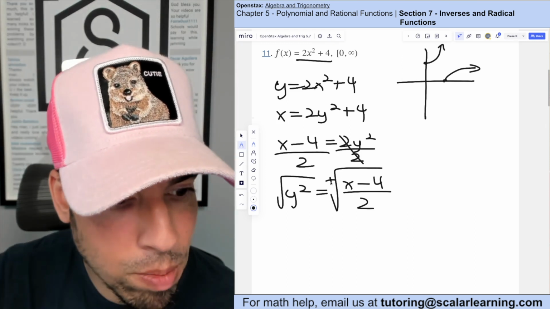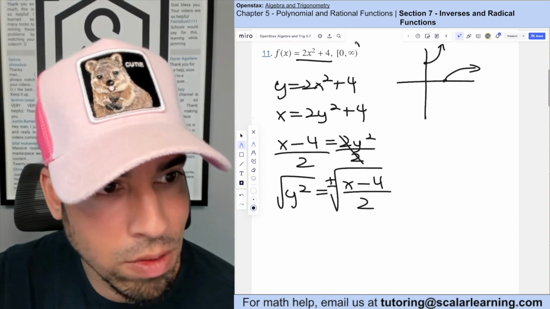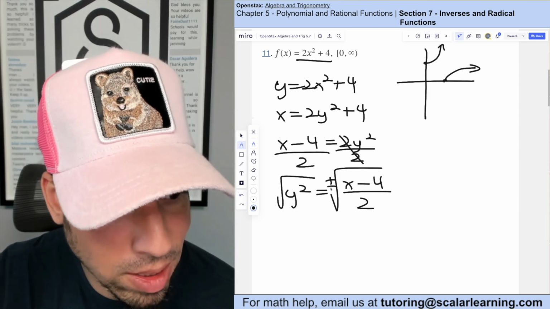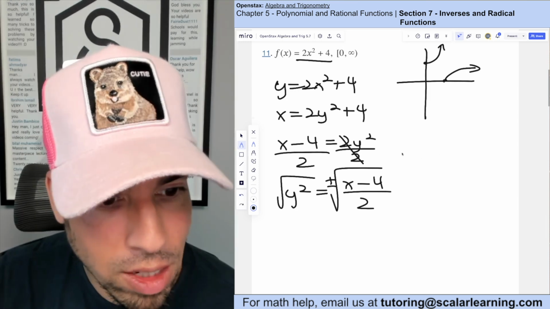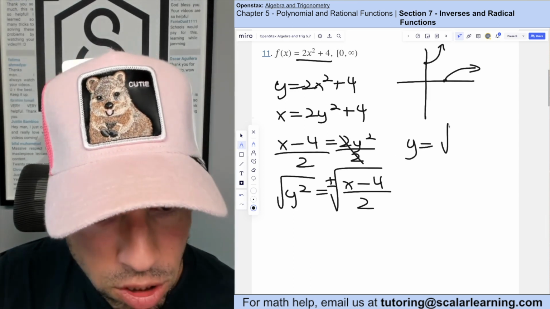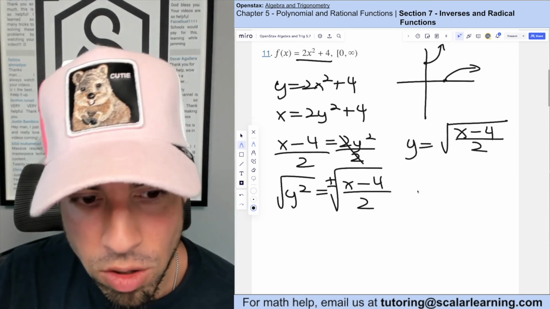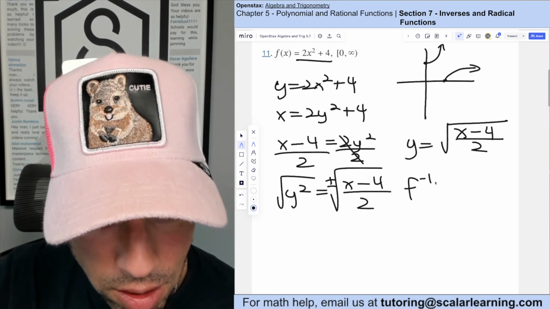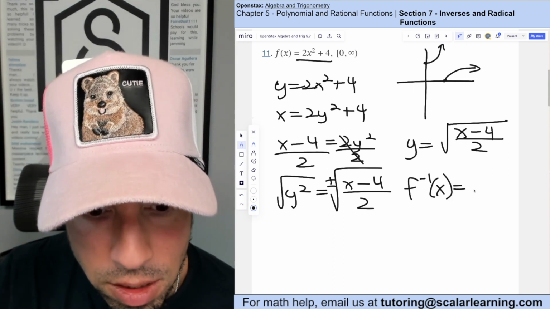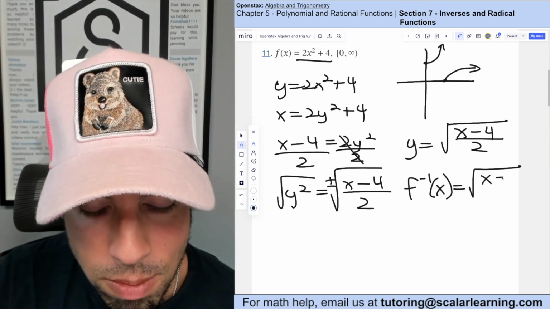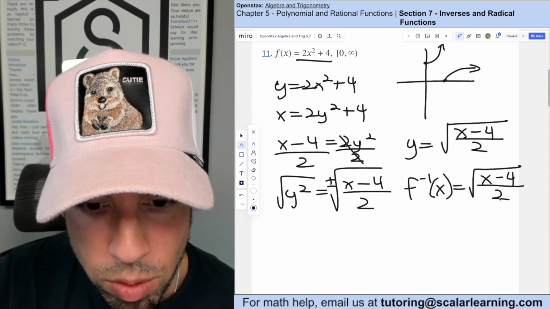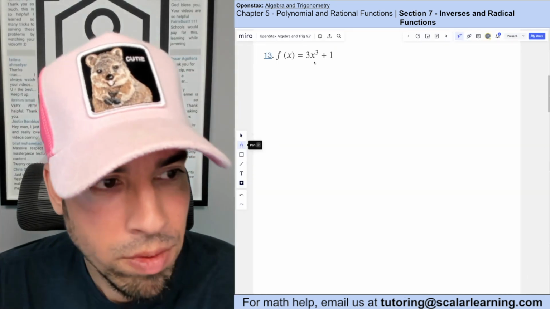And again, that's going to be a plus or minus situation, but because of this domain restriction, we don't have to worry about the negative side. So we're going to end with y equals just the positive radical of x minus 4 over 2. And then in our nice function notation, f of negative 1 of x, f inverse of x, is equal to radical x minus 4 over 2. Boom, done.